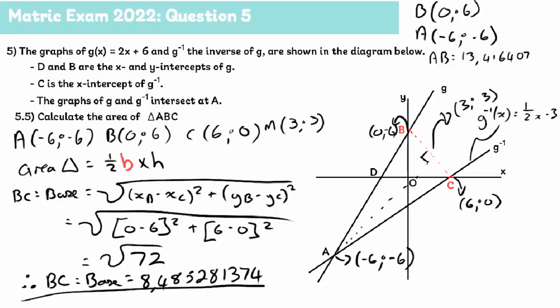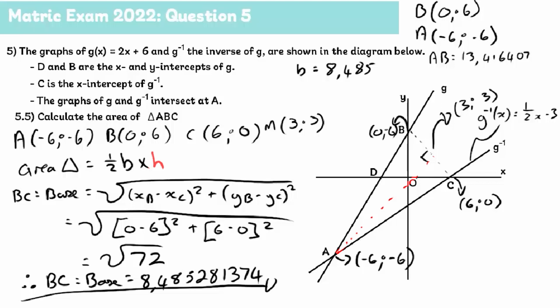8.48528137... And I wrote it out like that because we're going to use it again. I want to be as accurate as possible. So basically, the base equals 8.485. Let's leave it like that. So the base is equal to 8.485.